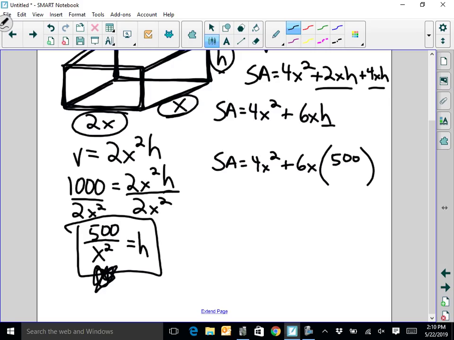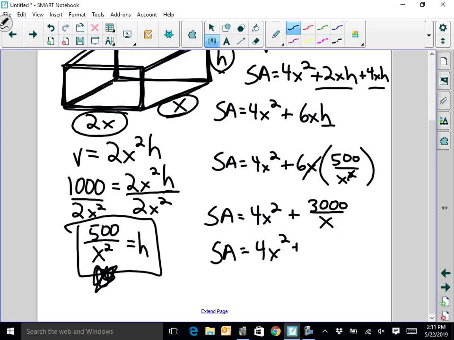Okay. Now I'm going to do a little simplification here before I do my derivative. I know I'm going to do a derivative and set it equal to 0. 6 times 500, I know 6 times 5 is 30, so this would be 3,000. This x and one of the x's on the bottom cancel to make 3,000 over x. In order to do my derivative, it makes more sense to write it like this. Okay, so here's my surface area in a single variable.